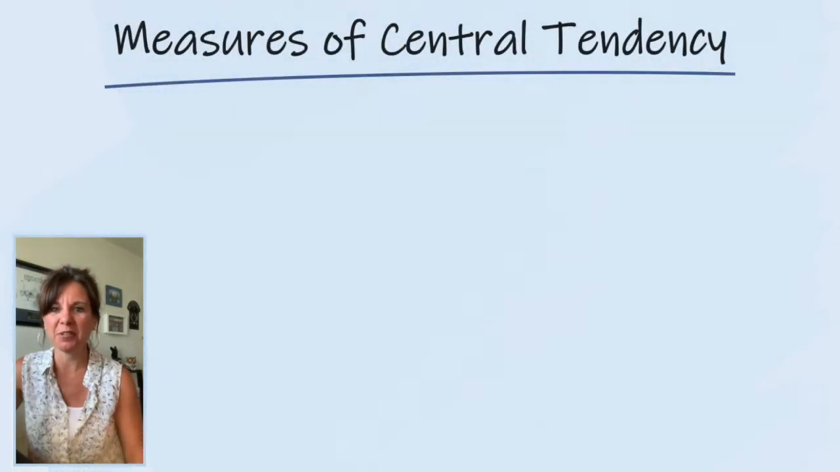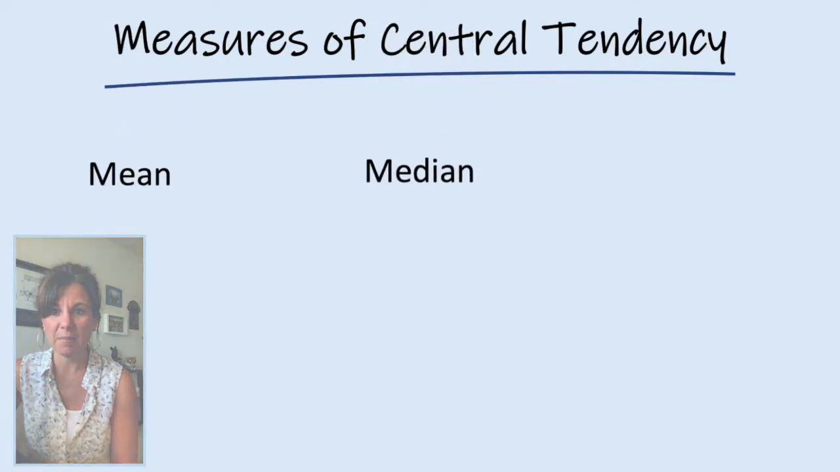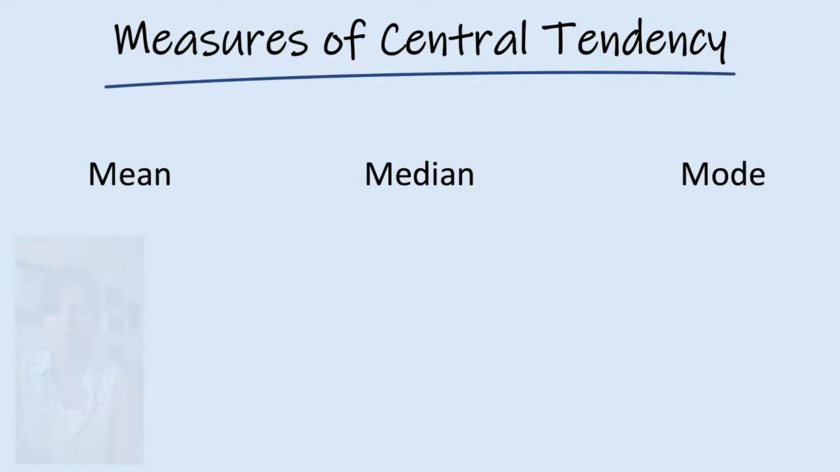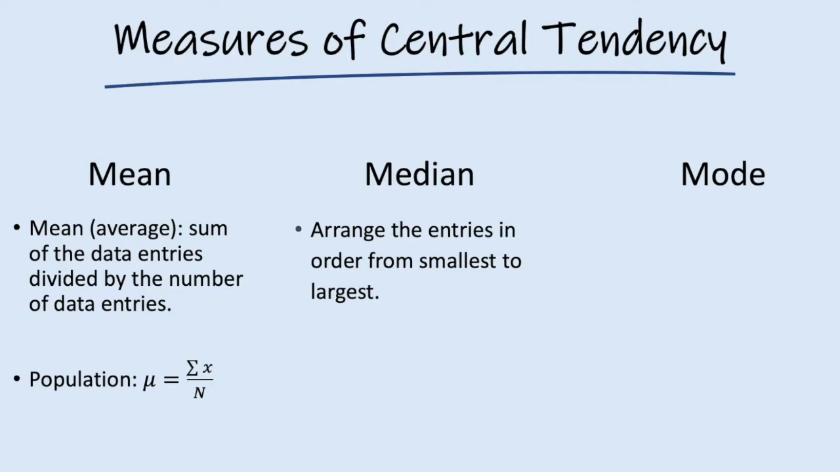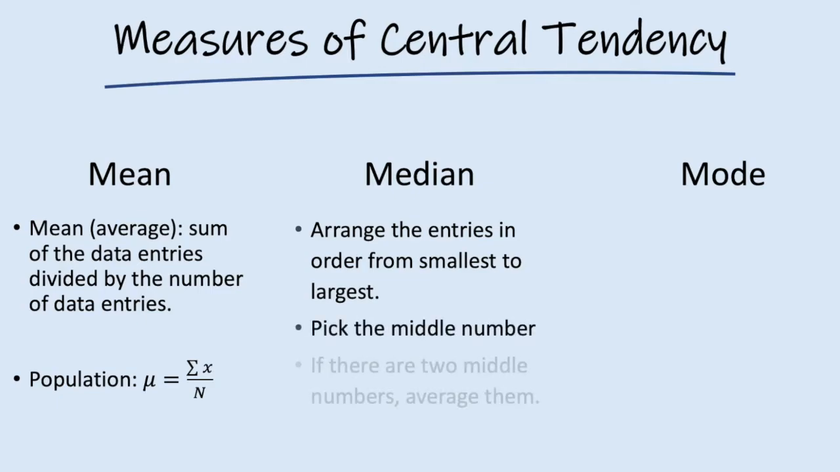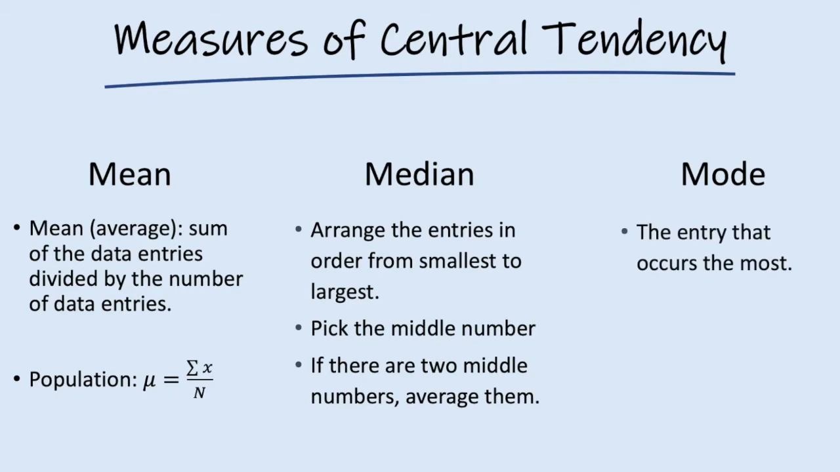Okay, measures of central tendency. There are actually three of them. There's the mean, the median, and the mode. The mean is the one we think of most often as the average. It's the sum of the data entries divided by the number of data entries. Next would be the median. That's if you arrange the entries in order from smallest to largest, and then you just pick the middle number. If there's two middle numbers, you have to find the middle of those. Finally, there's the mode, which is the entry that occurs the most.